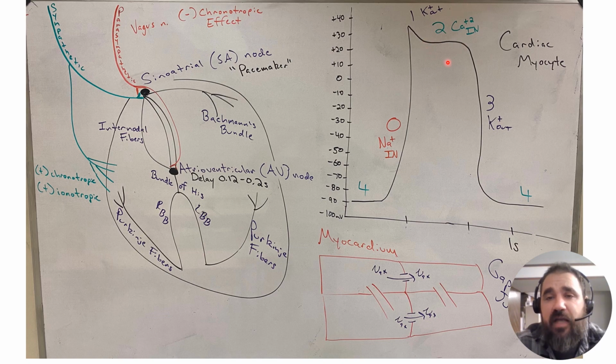So in phase 2, what's actually happening is potassium's moving out and calcium's moving in, and it creates this plateau phase and allows the cardiac myocytes to squeeze and just stay squeezed for a tiny delay there to make sure they squeeze all the blood out, and then they relax.